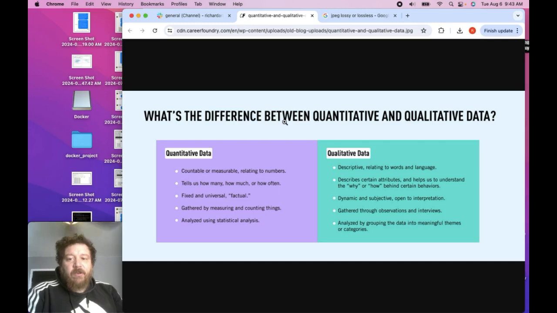It describes certain attributes and helps to understand the why or how behind certain behaviors. Dynamic and subjective, open to interpretation, gathered through observations and interviews, analyzed by grouping the data into meaningful themes or categories. How people feel, descriptions of people, philosophy, social studies, anything that falls under these realms is more qualitative data, right?